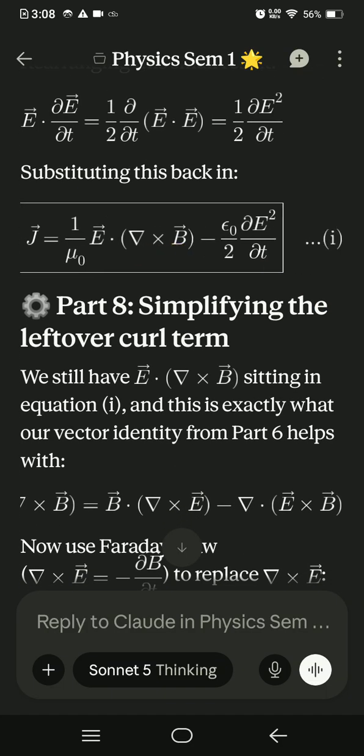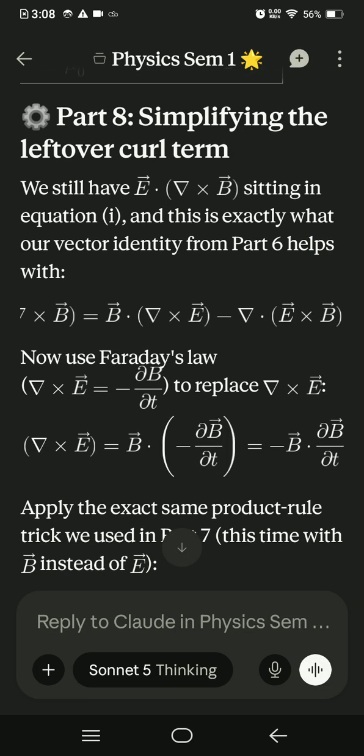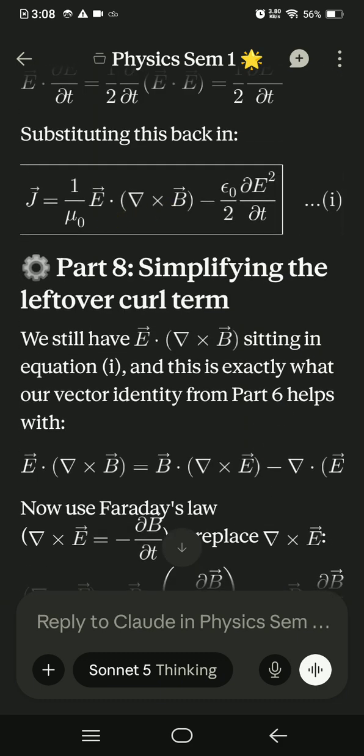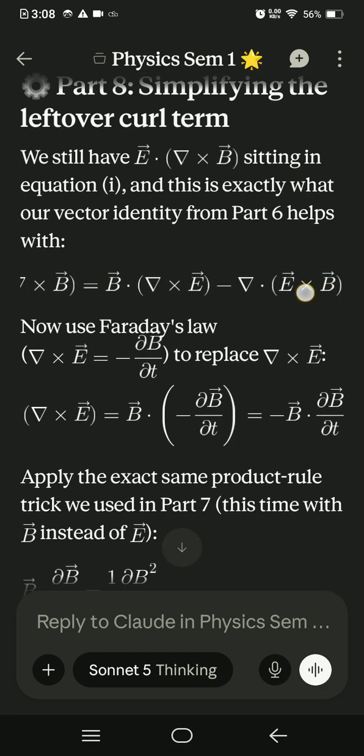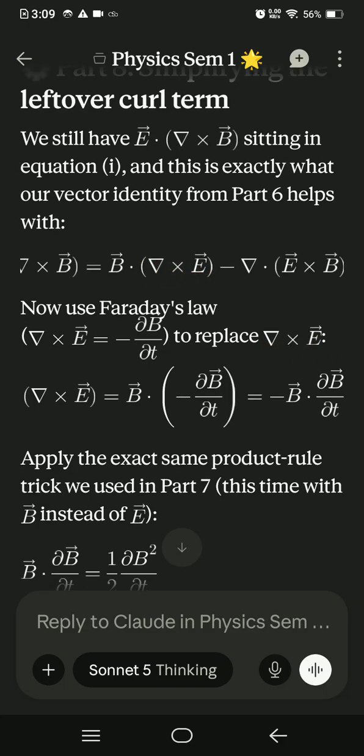Okay, so we are now going to substitute for this part. Simplifying the leftover curl term, E dot curl of B sitting in equation 1. So this is exactly what our vector identity from part 6 helps with. So we need E dot this, curl of B, equals this. Now we are going to use Faraday's law for this part to replace this. So B dot the right hand side of Faraday's law.